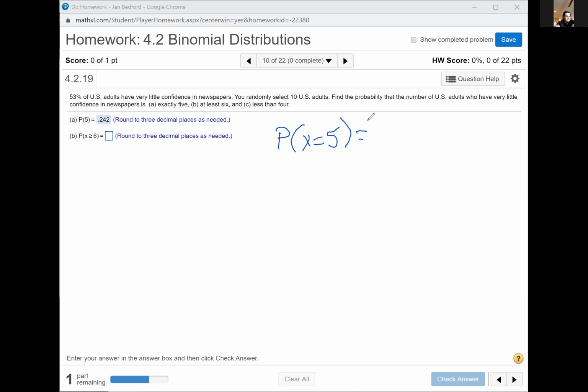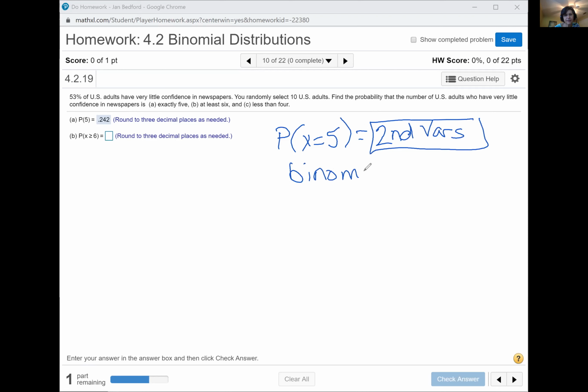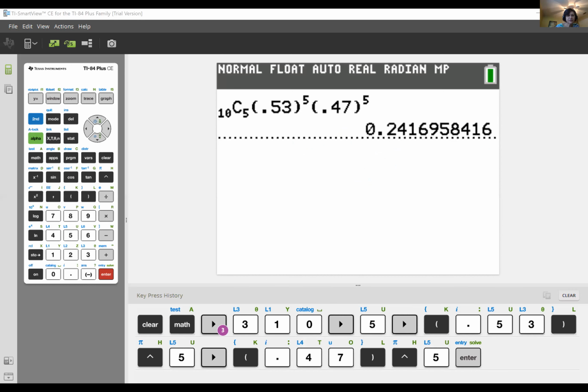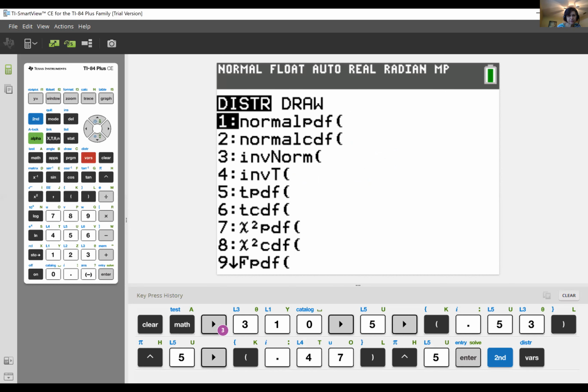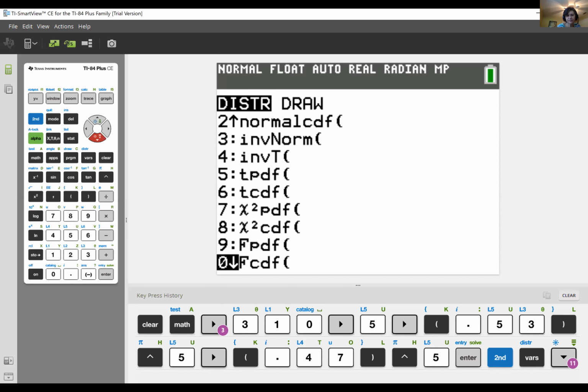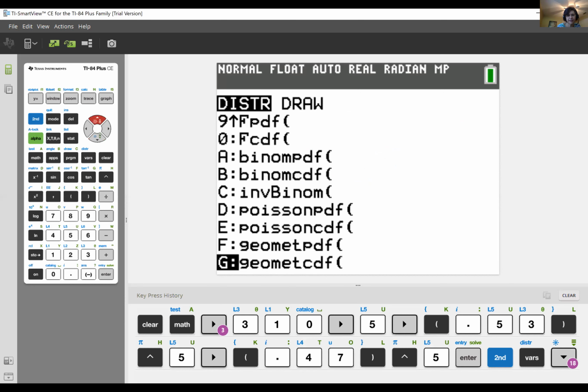Second vars. Yes, we've got to go into those distributions. So it's second vars, which gets us into distributions, and we choose binomial PDF. PDF, because that's for just one number. PDF is for one number. CDF is counting up from 0 to that number. Excellent. So we go second vars, and under distribution, we arrow down till we find binomial PDF. Oops, went too far. Back up.